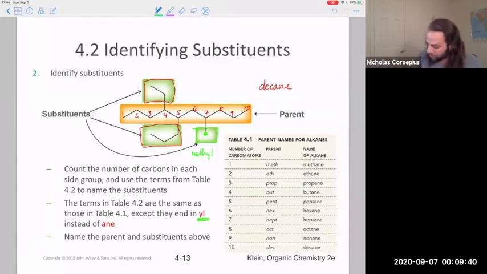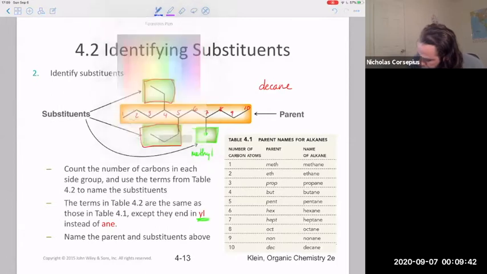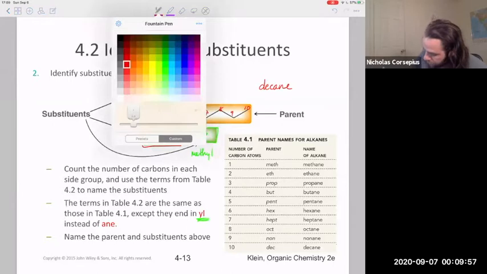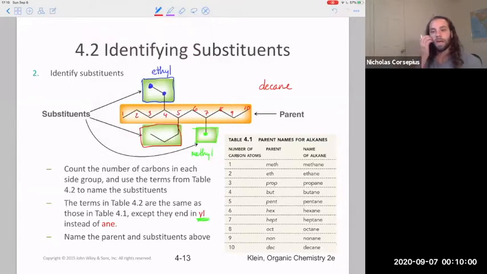Likewise, if I go to the top here, I have 1, 2 carbons in this substituent, so it is an ethyl. What about down here, my last one? What would that one be? Well, I have 1, 2, 3 carbons, so it is a propyl. So that's how you go through and you name your substituents. Again, you need the same set of prefixes.